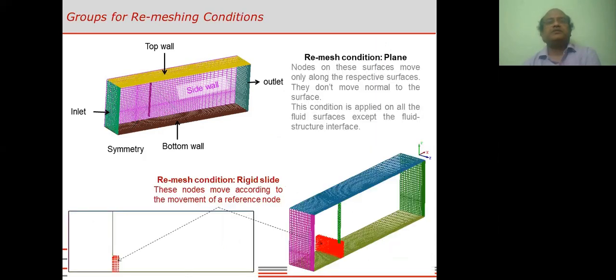Then different boundary conditions are applied. The top wall is a no-slip wall for the fluid flow. The left surface is an inlet, and the right surface is an outlet. The bottom wall is also a no-slip wall. And for the structure, the nodes at the top are fixed, and other nodes are free to move.